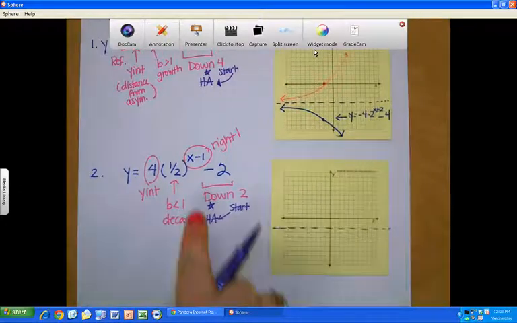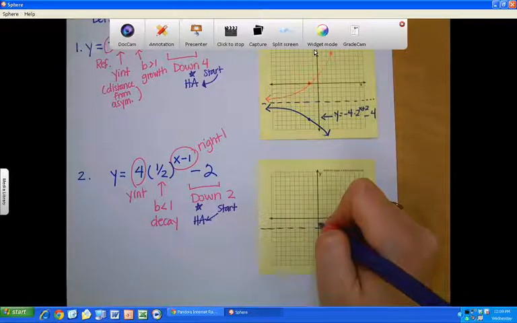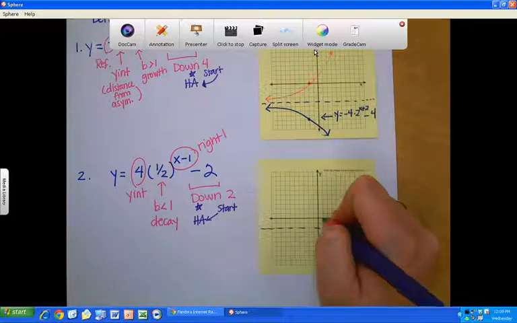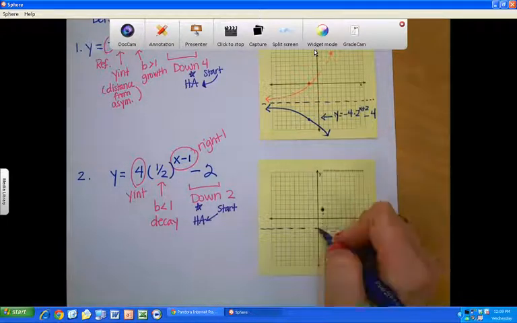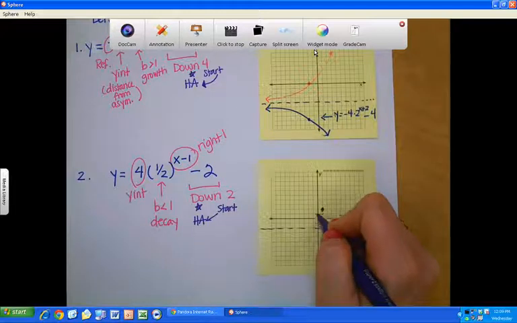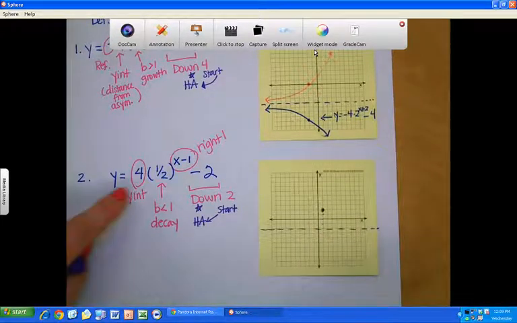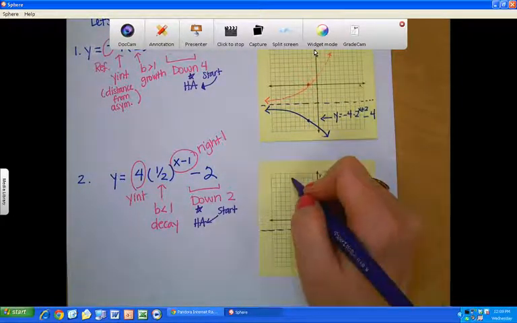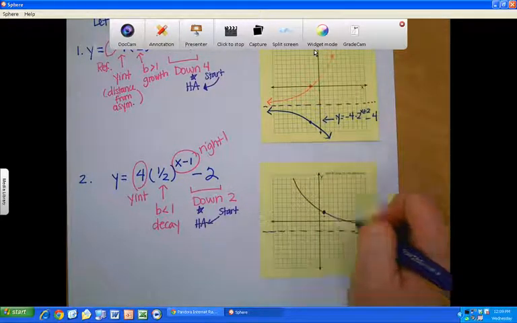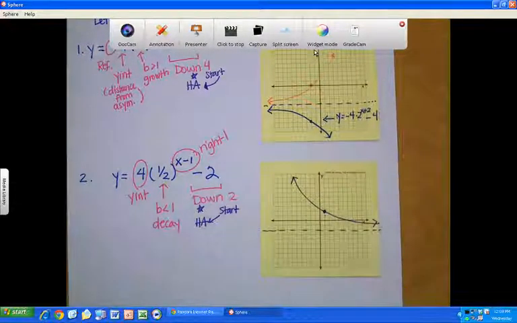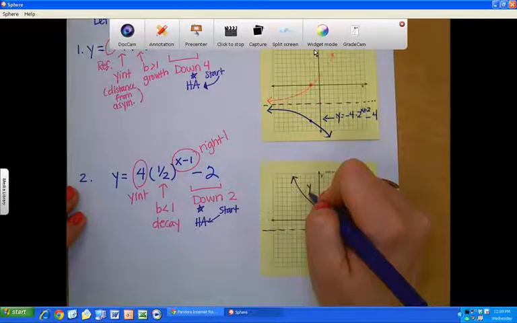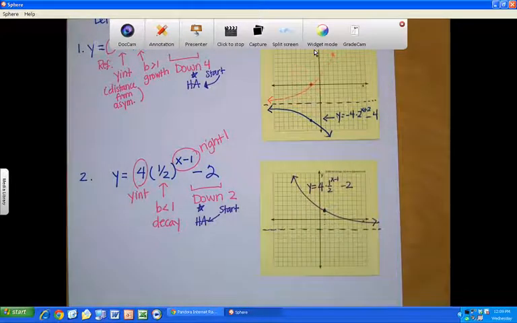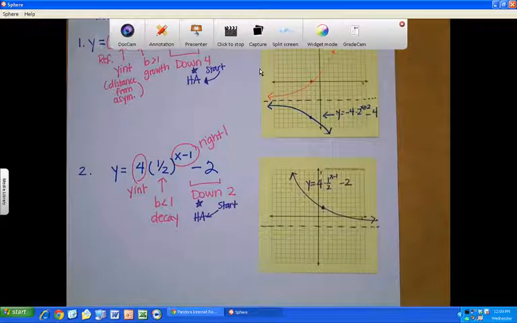And then I go 4 up for my intercept. So 1, 2, 3, 4. But then don't forget, you got to go to the right one. So 1, 2, 3, 4, and to the right 1. I went up 4, 1, 2, 3, 4, and over 1. Now, because it's decay, instead of growing up, it's coming down from this side. So you just kind of draw the best exponential graph you can. And so this is your graph of this. Okay, very good. That is the end of part 2.